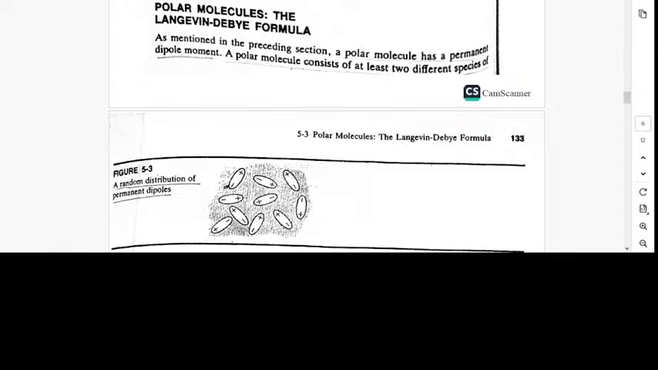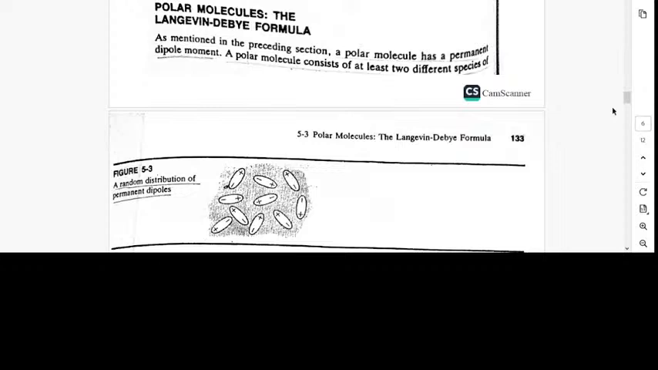Okay, we are starting today's lecture. We will discuss today polar molecules, and then the Langevin Debye formula.